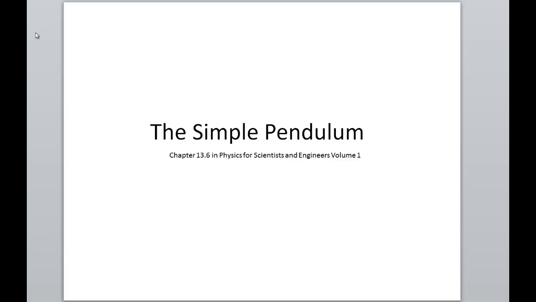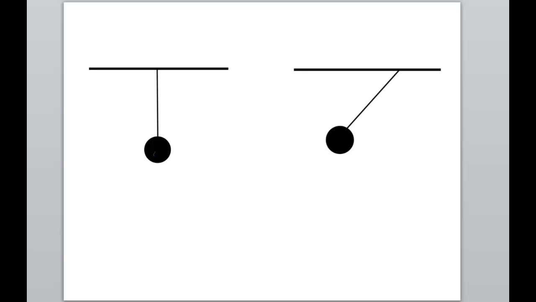In this video, we'll be looking at the simple pendulum. The simple pendulum is ideal and it executes simple harmonic motion. If we look at a diagram of the simple pendulum, it consists of a point mass connected to a string attached to a frictionless support.